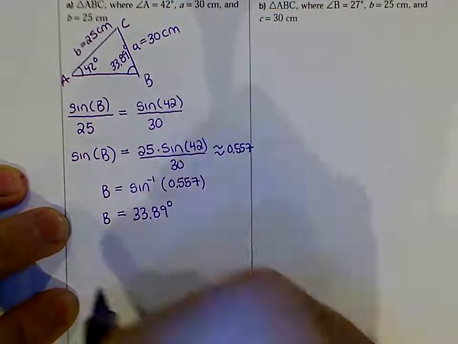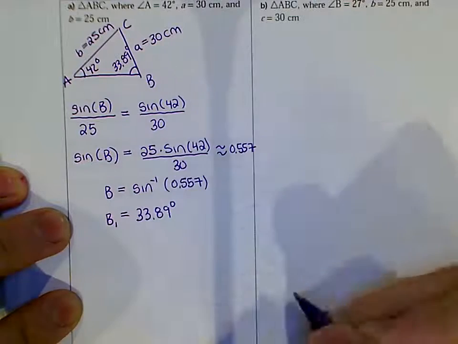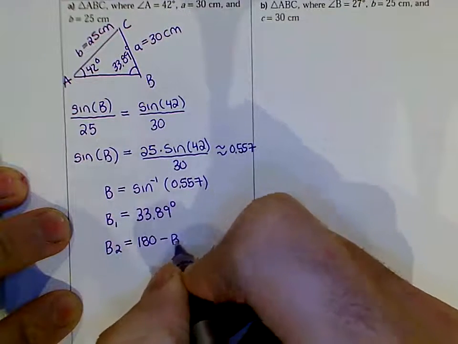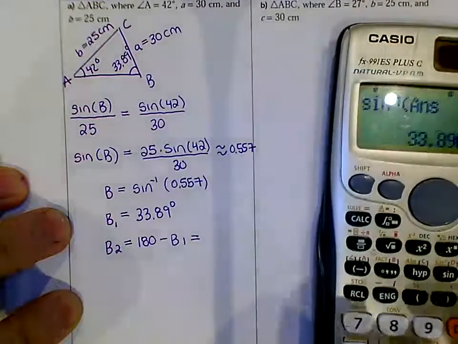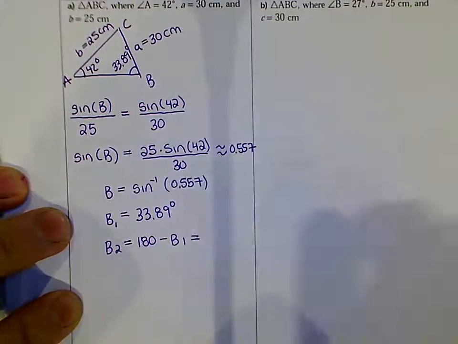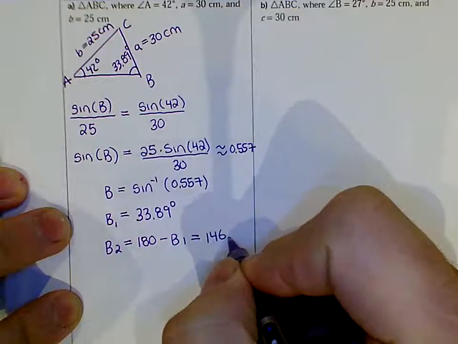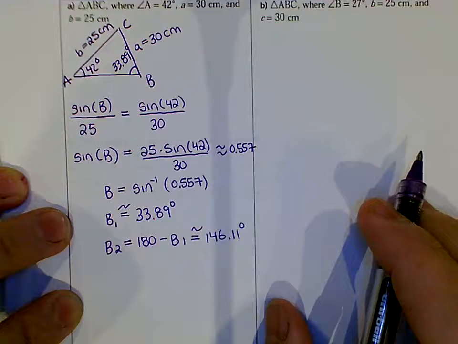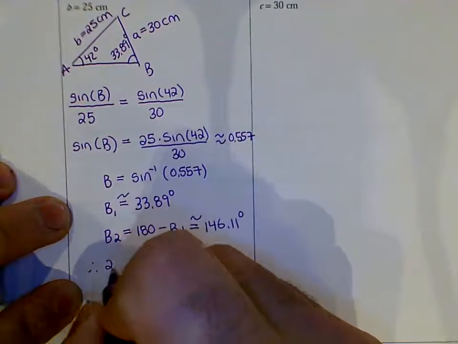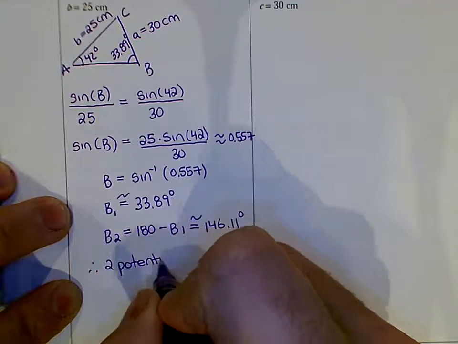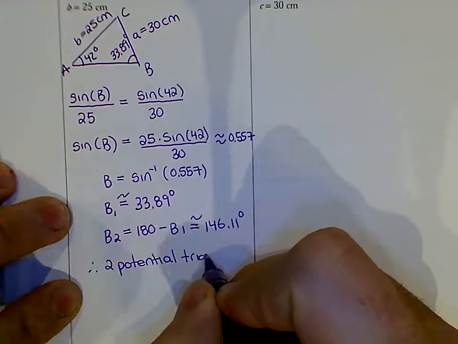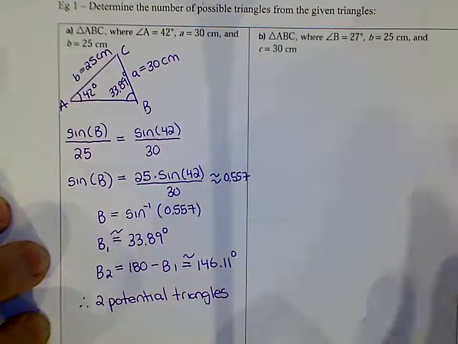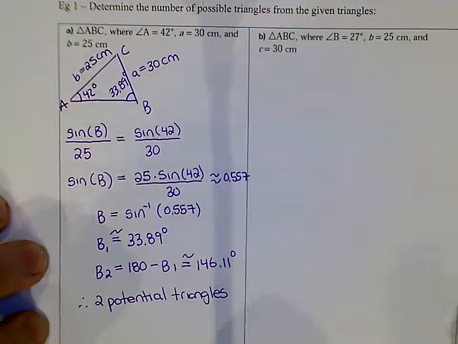And it looks like we're going to have another case. So we can call this B1. And it looks like B2 should just be 180 minus B1, or 146.11 degrees, approximately. So two potential triangles. And that's all that they wanted us to figure out for this question. How many potential triangles can we have?